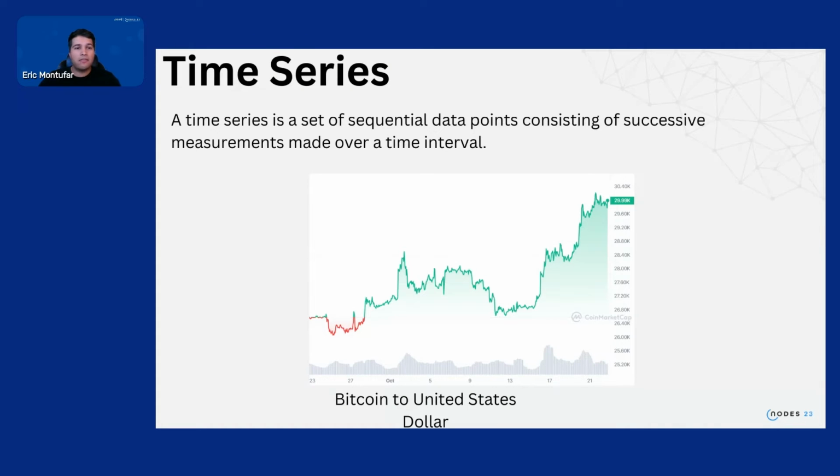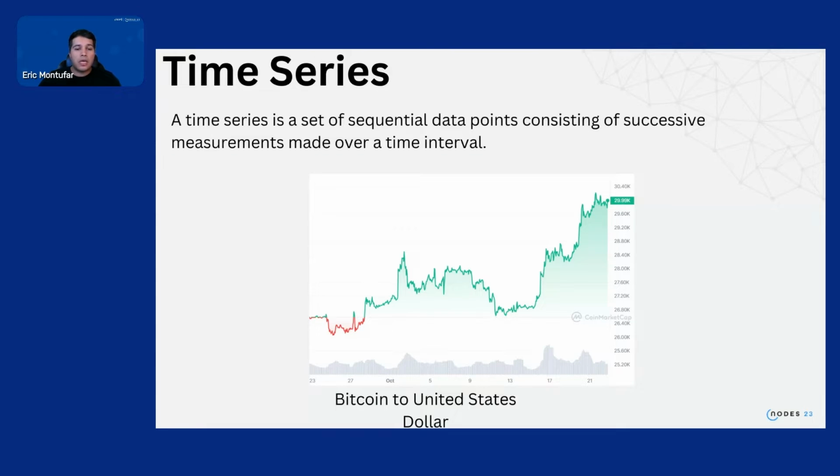Basically, it's a set of measurements that represent a physical phenomenon, or a phenomenon in general, and it's represented graphically as a sequence of data points over a time interval. This representation allows us to see different measures associated with a particular point in time. As you can see in this plot, this is the price of Bitcoin in US dollars for the last month. Each of these values represents the price of Bitcoin at a particular moment in time.